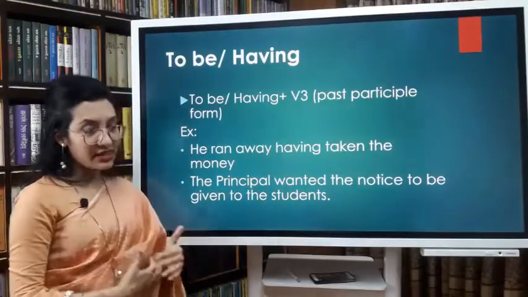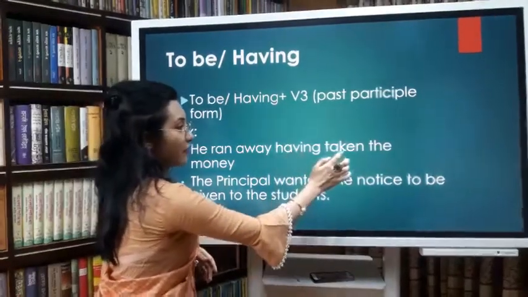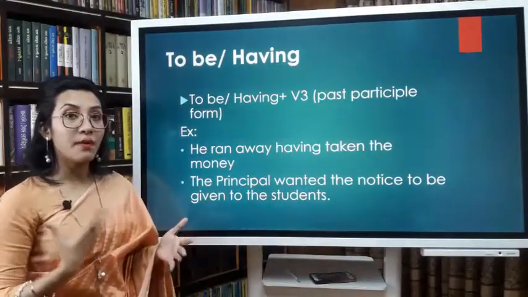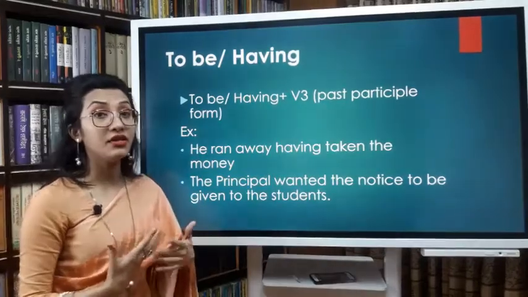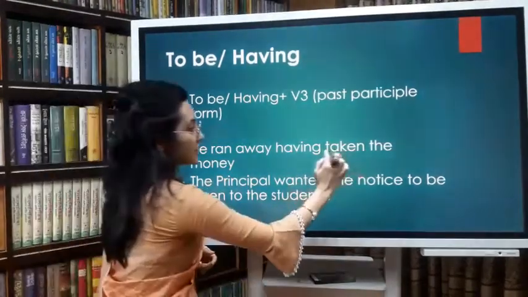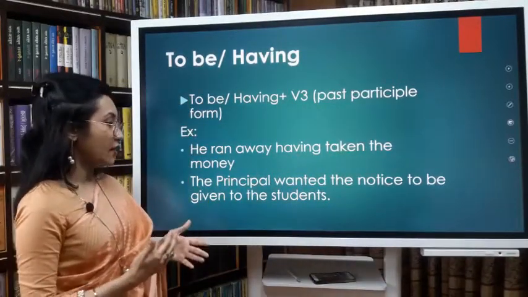So we have having here and we have a verb here. So the verb is going to be turned into past participle form. That means the V3 form. Take, took, taken. So we have used taken here. He ran away having taken the money.